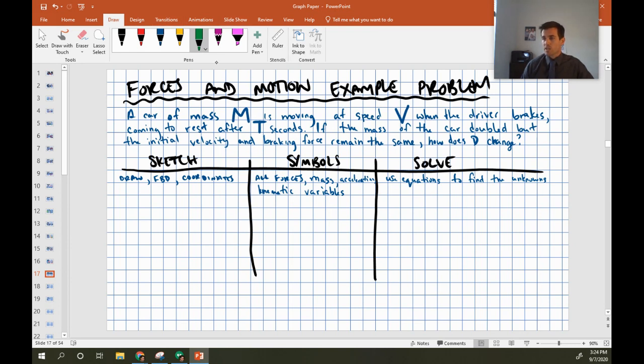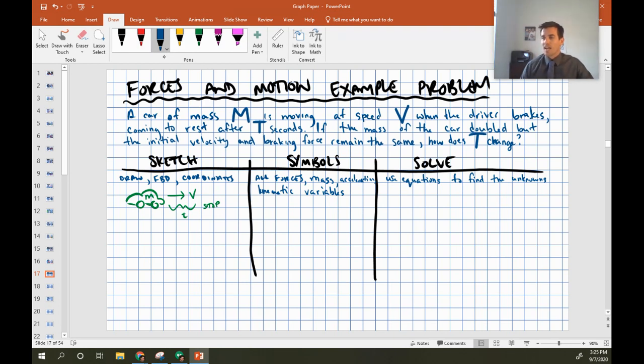So first thing we're going to do is we're going to draw it. Let's just real quick. We have a car. It has a mass m. It's moving at some velocity v, and it takes an amount of time t to stop. It's stopping at the end. Our real question is what happens? Oops, that shouldn't say d there. That should say t there. How would it change t?